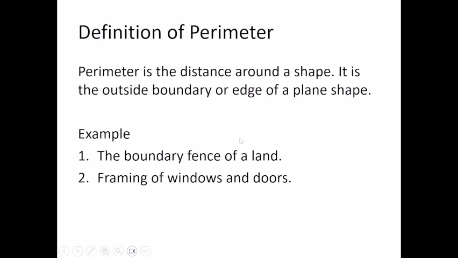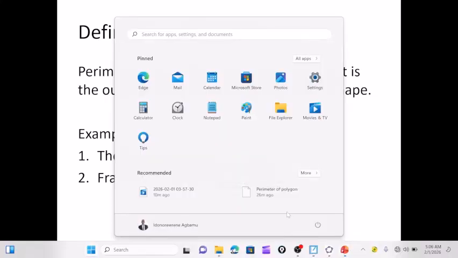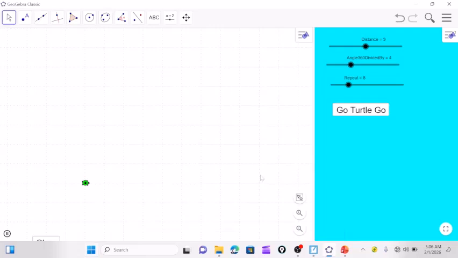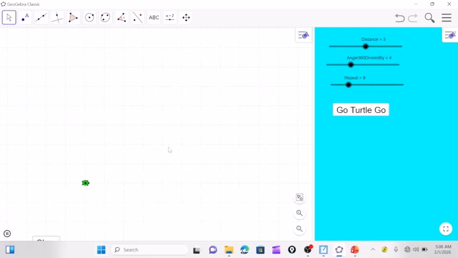So don't forget that. To understand perimeter better, I used an applet. Let me show you the applet. It's just that I could not demonstrate it in some classes because of time. So this was the applet I used. I will still send the link to us in the Google Classroom, so that we can click and demonstrate it ourselves. So you see a tortoise here.